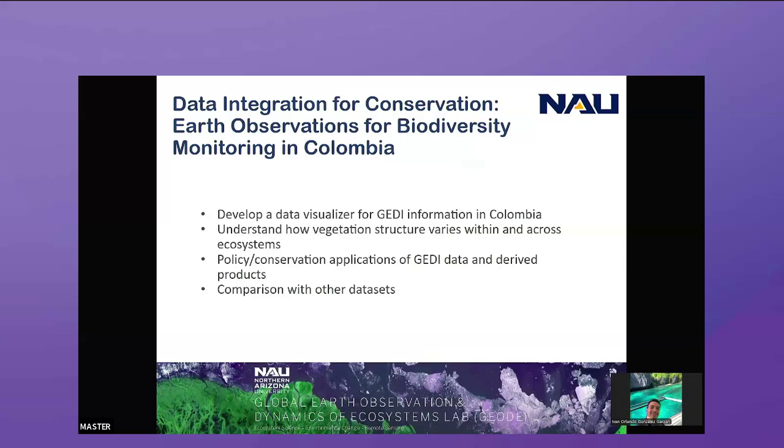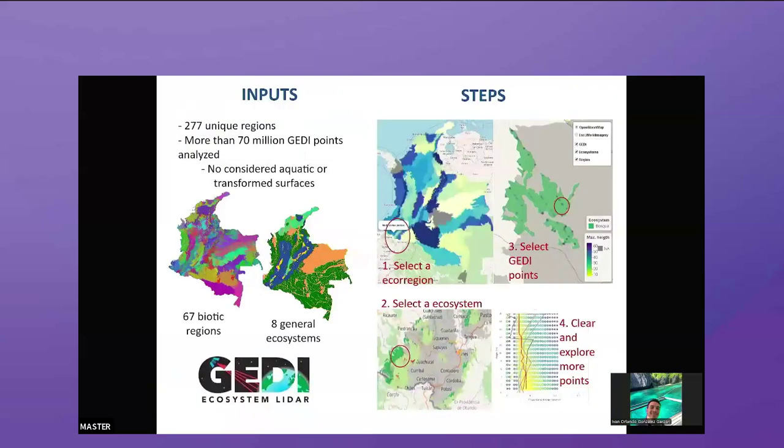visualization paths and try to understand how vegetation structure is within the ecosystems. So we try to see if we can develop some conservation applications of this data. So we try to compare the vegetation structure products we have. For this, 16 systems are shown on the map.